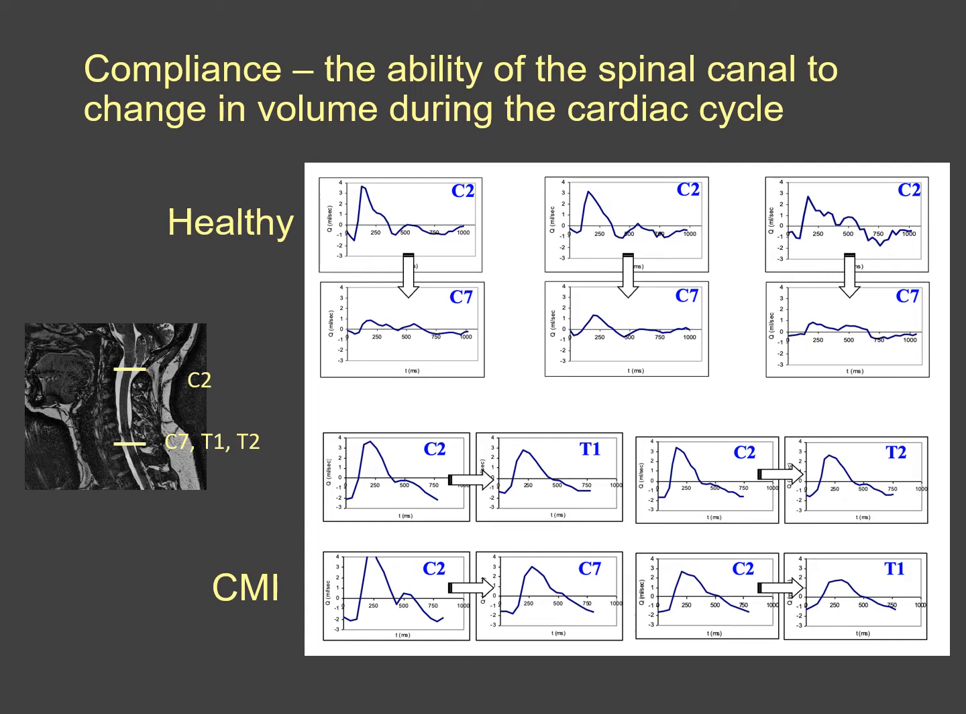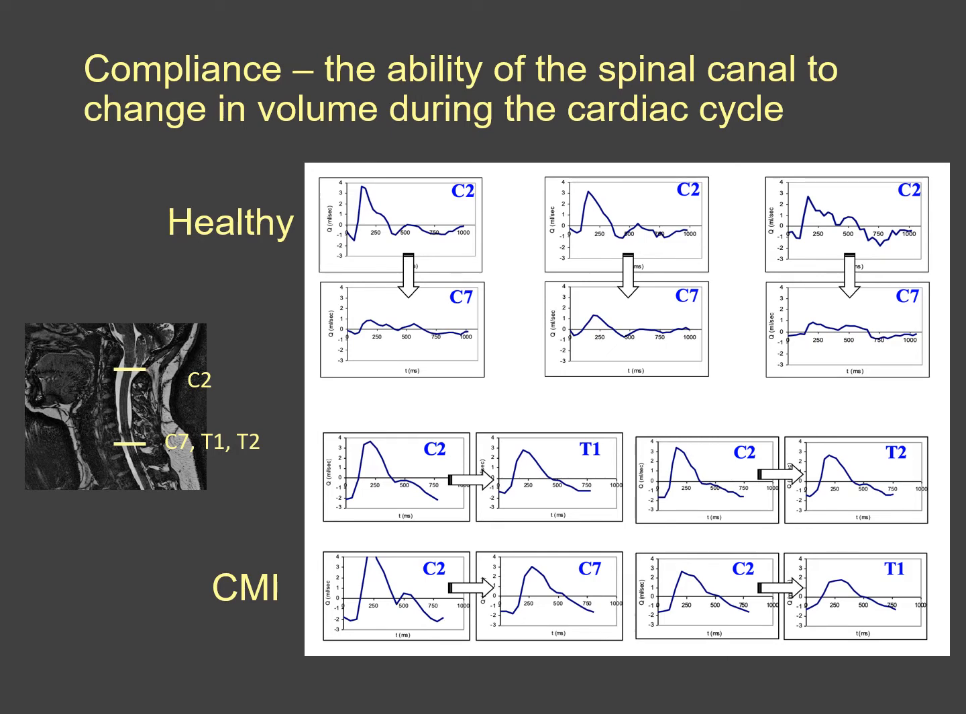And if you look at the top few pictures there for the healthy subjects, that's more or less what's happening. If you look at the first healthy one on the left, goes from C2 to C7, you can see that the pulse wave of flow rate has diminished largely by the time it reaches C7. Well, mass cannot be destroyed, so that mass that was coming in through C2 has now increased the volume of the segment between the two slices.